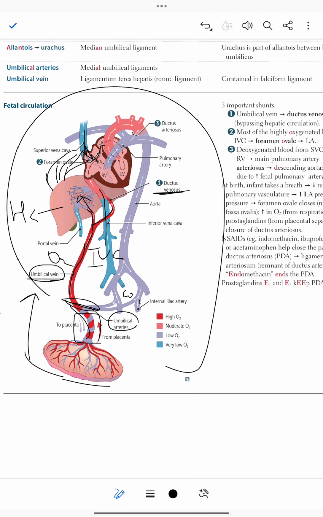From the right atrium, blood passes to right ventricle. Between the right atrium and right ventricle, tricuspid valve is located. Through the tricuspid valve, blood passes. Then right ventricle releases the blood to pulmonary trunk. This is a pulmonary trunk.